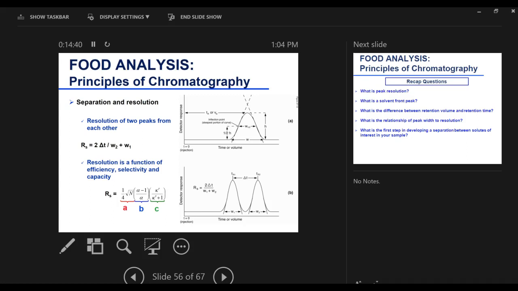But if I want to look at resolution in terms of the different factors that impact it, there are 3 different factors that impact resolution. We're going to talk about each one of them separately, but the first factor is the efficiency of the column. The efficiency of the column is related to the number of theoretical plates.